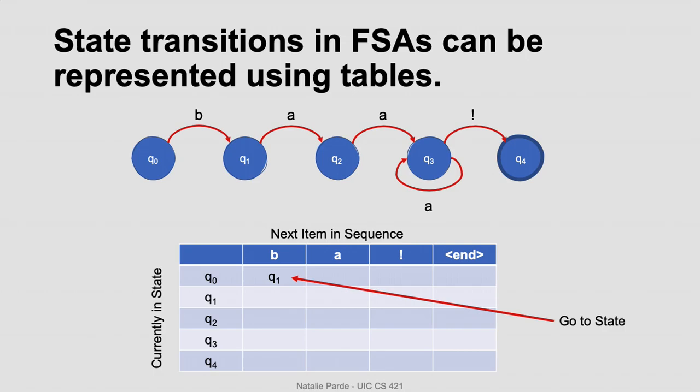When we're in Q0 and we see a B, we can transition to Q1, so we add that transition to the table. We can't transition out of Q0 if we see any other items from our alphabet, so we go ahead and add little frowny faces for each of those. Likewise, we can't transition out of Q1 if we see a B. However, we can transition from Q1 to Q2 if we see an A, so we'll go ahead and add that to the table.